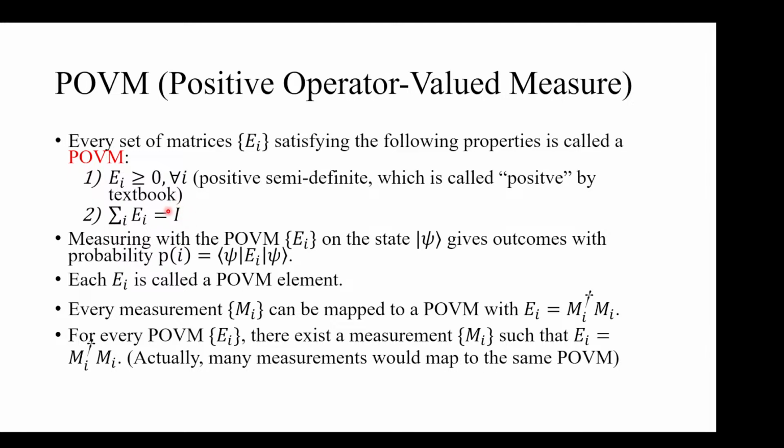You can kind of see that the summation of E_i equal to identity comes from the probabilities needing to sum to 1. When we say we have a POVM given by this set of matrices E_i, you measure this POVM on state ψ, and each outcome has probability ⟨ψ|E_i|ψ⟩. It's easy to see that this completeness relationship, the summation of E_i equal to identity, guarantees that this probability equals 1 when you sum over i. So any set of matrices that are each positive and sum to the identity matrix is a POVM.